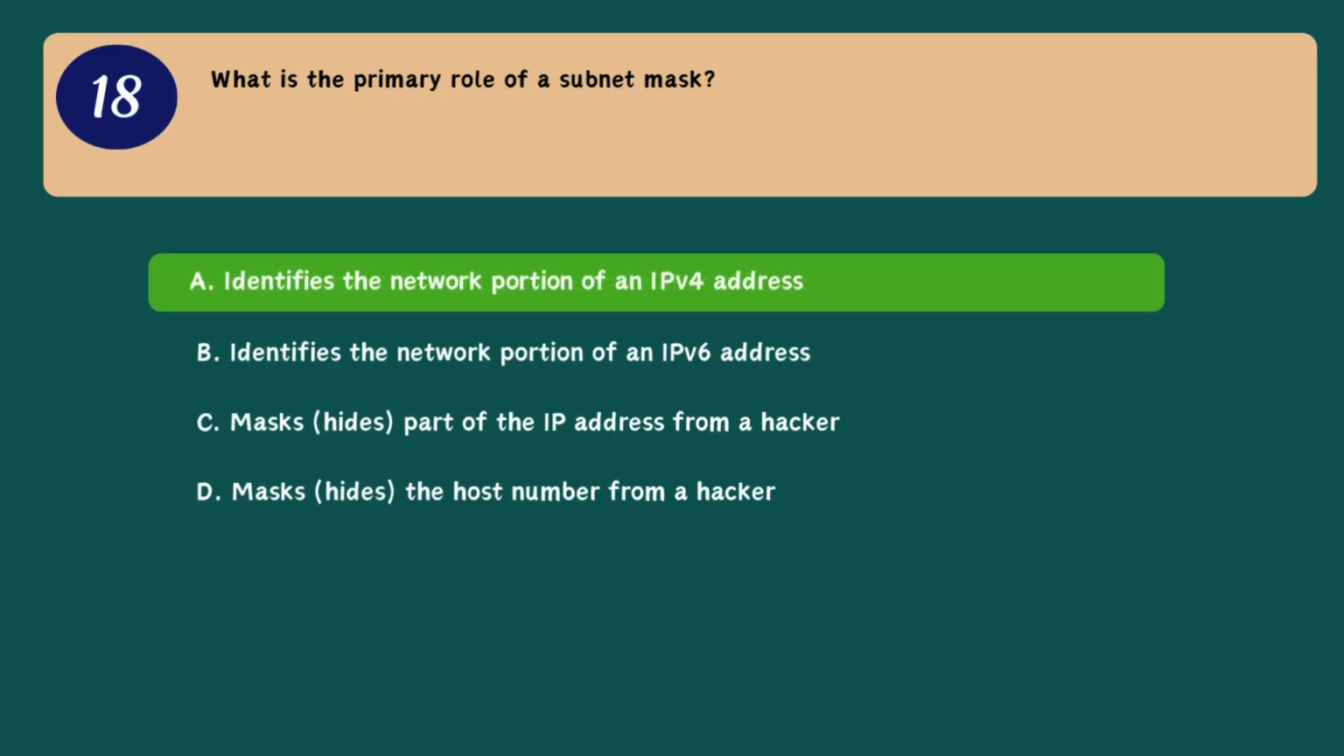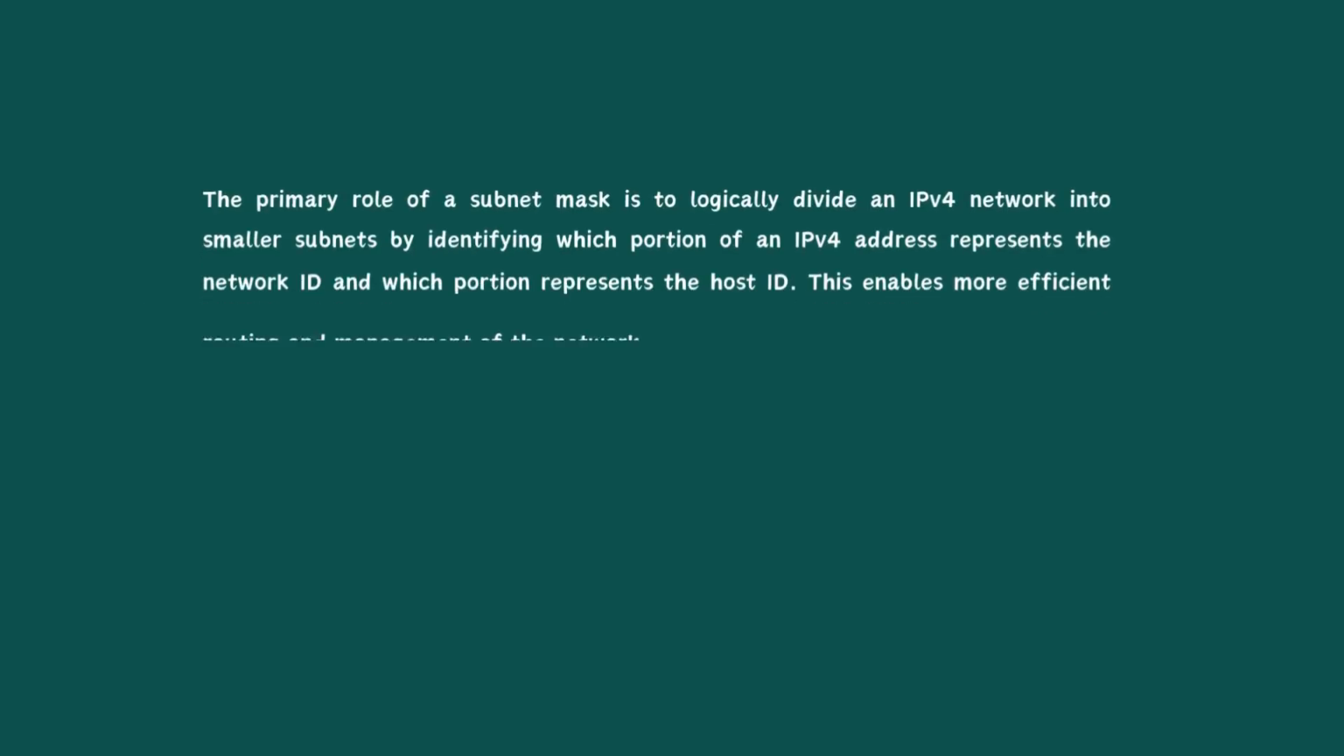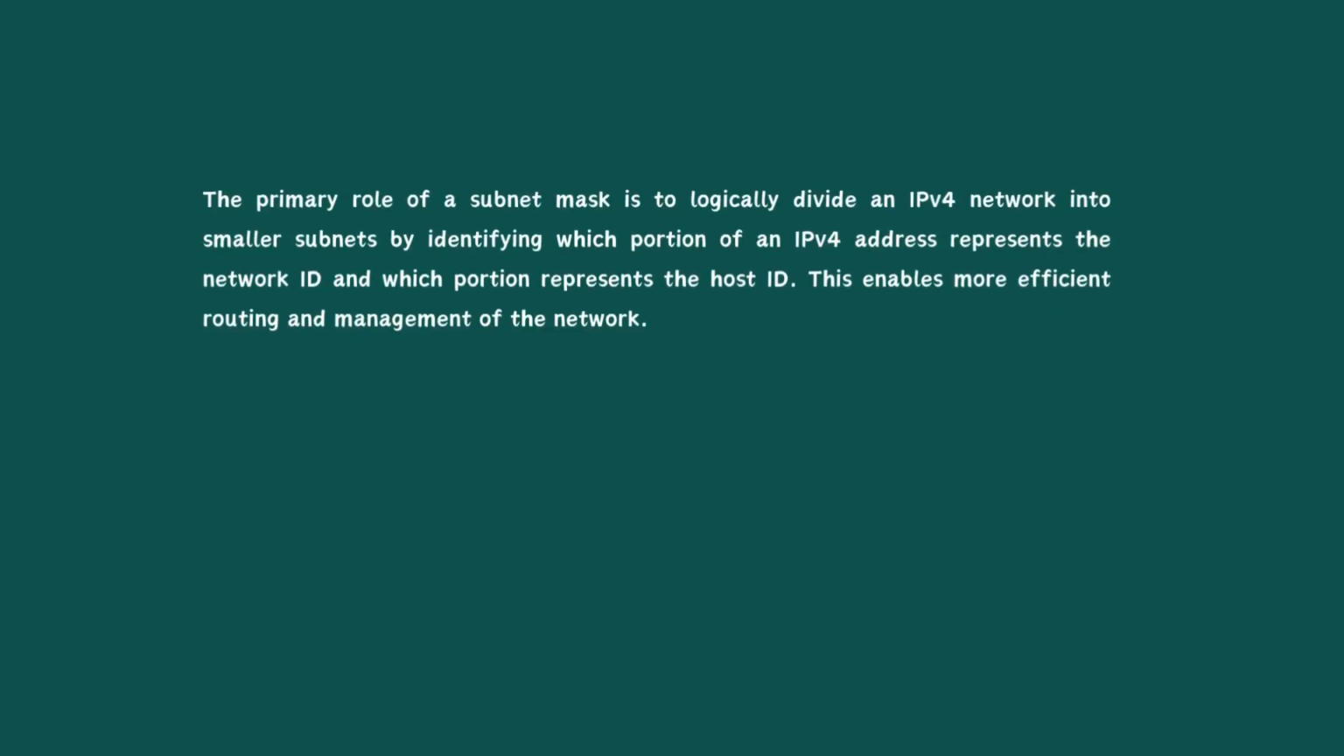Correct answer. A. Identifies the network portion of an IPv4 address. The primary role of a subnet mask is to logically divide an IPv4 network into smaller subnets by identifying which portion of an IPv4 address represents the network ID and which portion represents the host ID. This enables more efficient routing and management of the network.